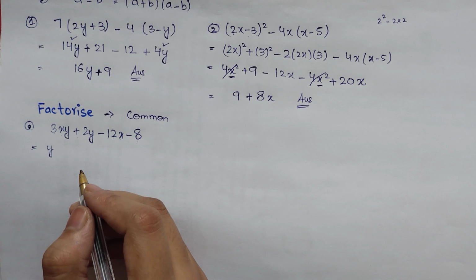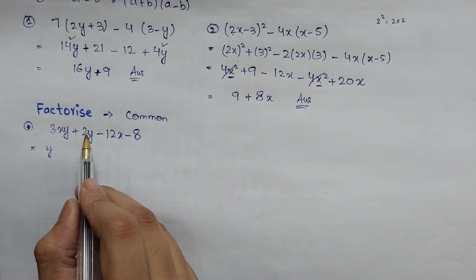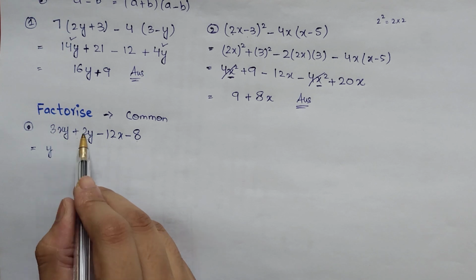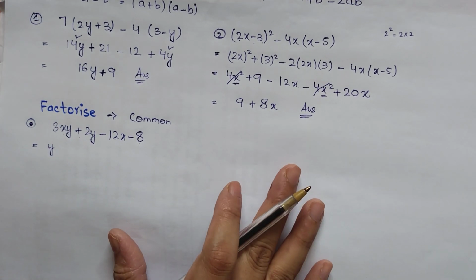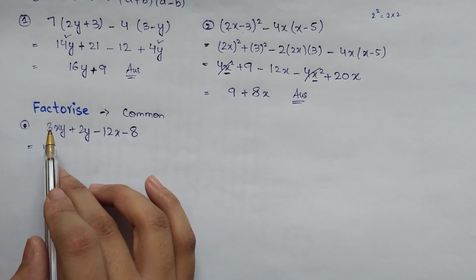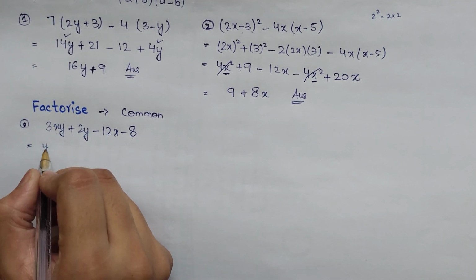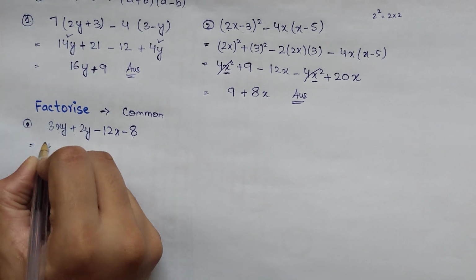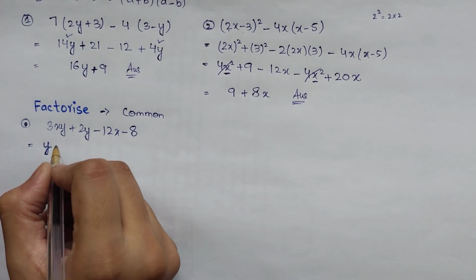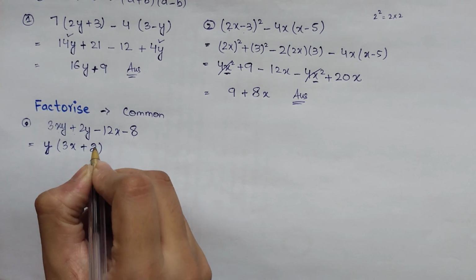It is not necessary that every time the common term comes from the first two values. Either it comes from the first three values, or from the whole 4 terms. It is also possible that y is common from the whole 4 terms. Okay, here y is common in the first two terms, so I write y from the first two terms, and 3x + 2 remains in the bracket.